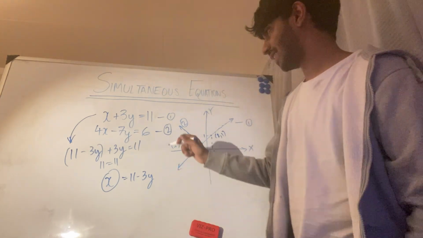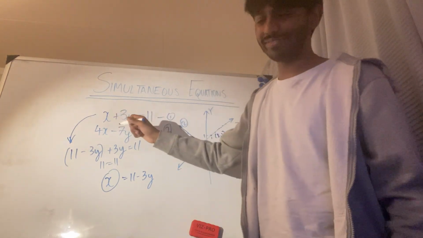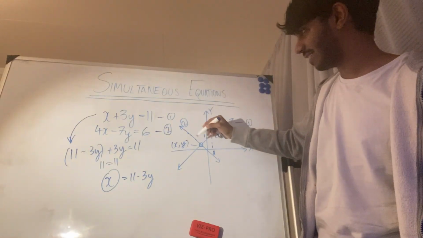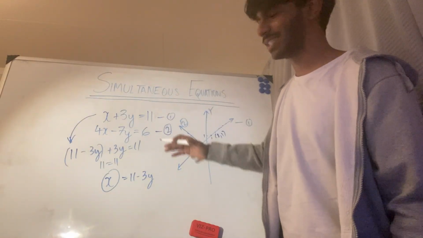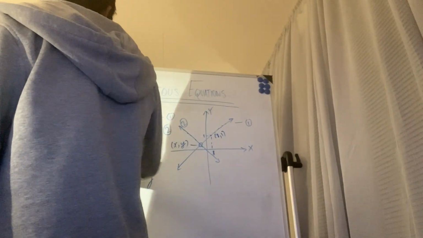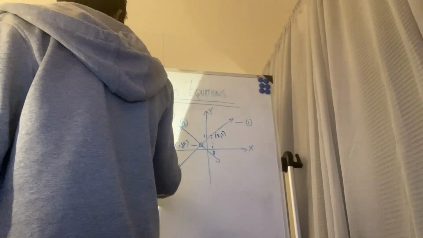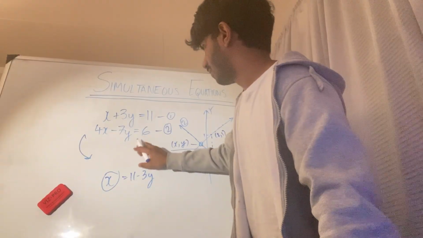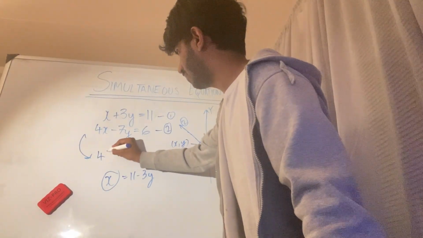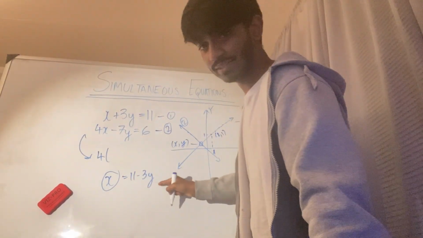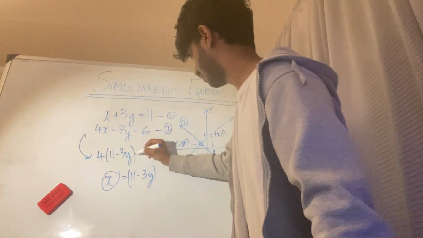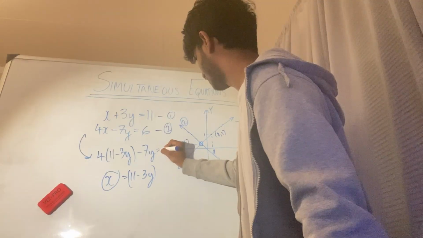That's why once we get data from the first one, we have to plug it back into the second one, so we can figure out what intersection fixes both of these equations and make them happy. So let's try it now and substitute this x value into this one. So, what do we do? 4 multiplied by x, but now we know x is this, right? Put them in brackets: 4 times (11 minus 3y), close bracket, minus 7y equals 6.